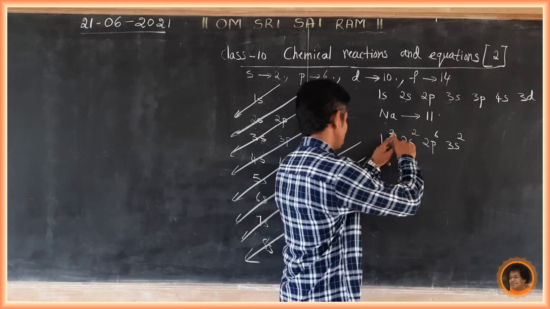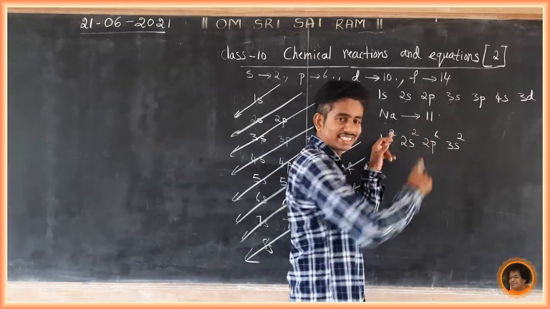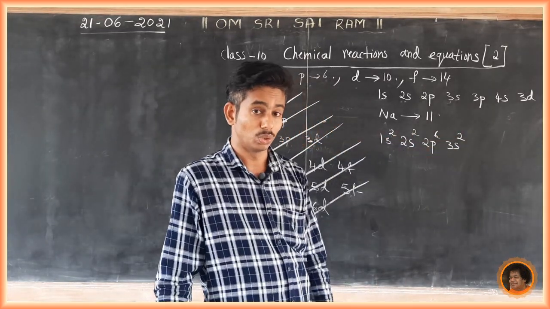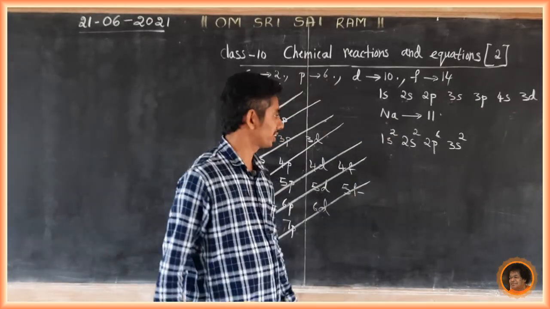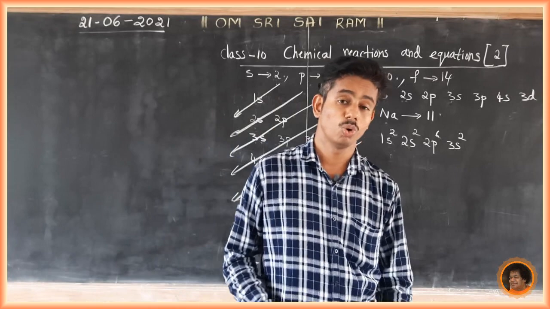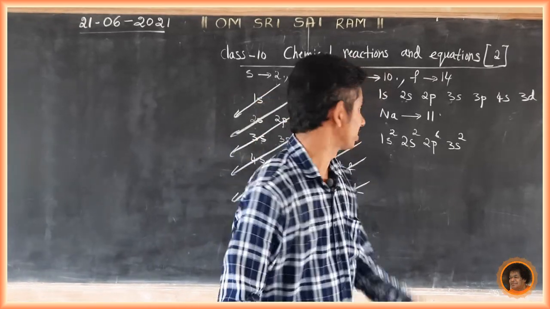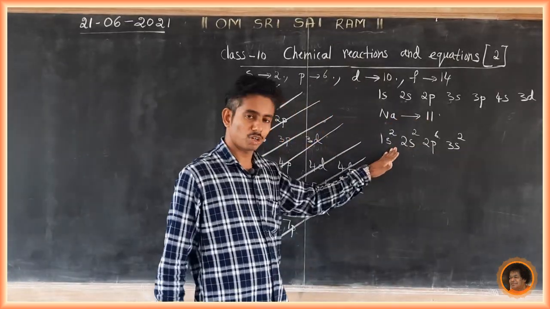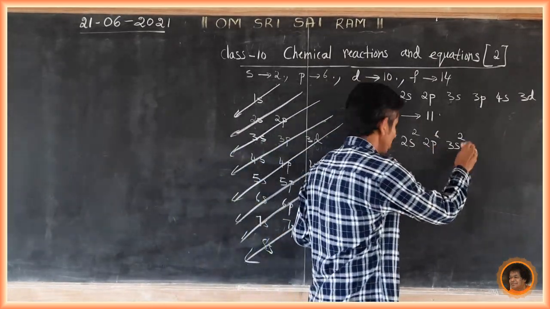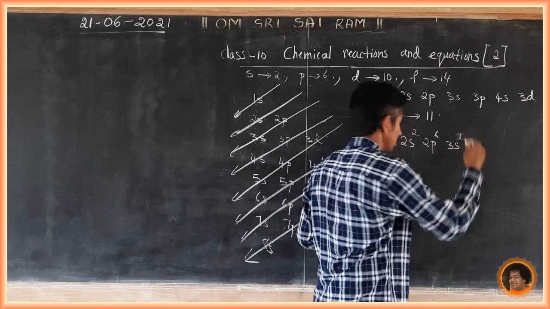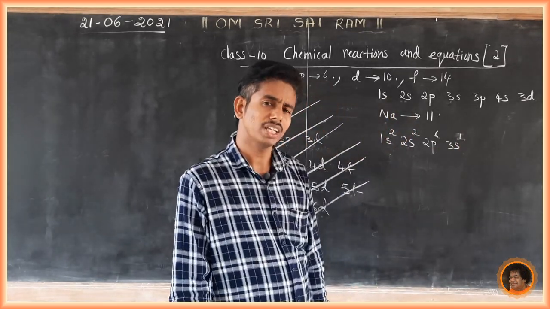Just add: 2 plus 2 is 4, 4 plus 6 is 10, 10 plus 2 is 12. Are there 12 electrons in sodium? No, only 11 electrons are present in sodium. So this electronic configuration is wrong. What do we have to do? Instead of 3s2, write 3s1.